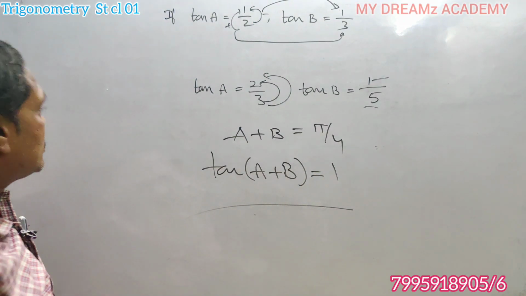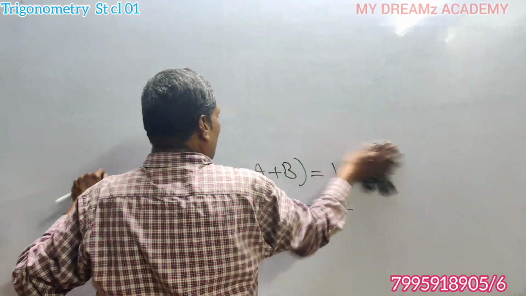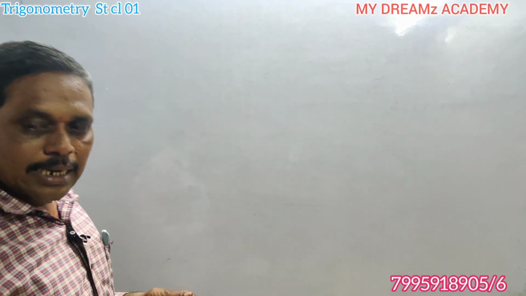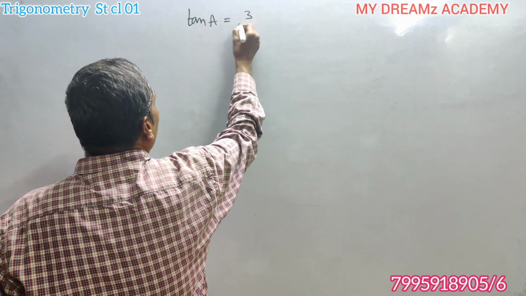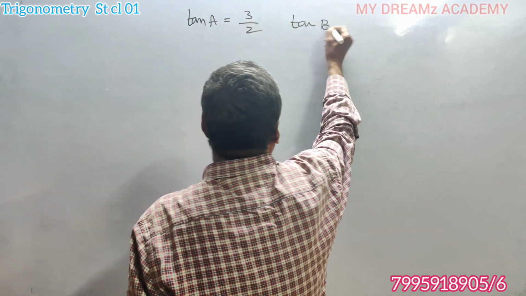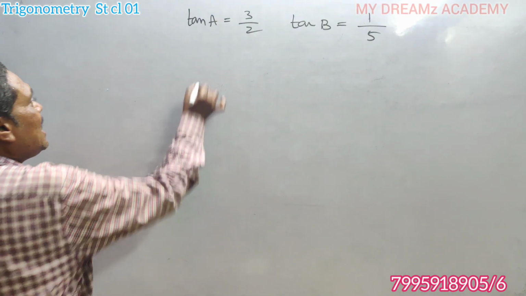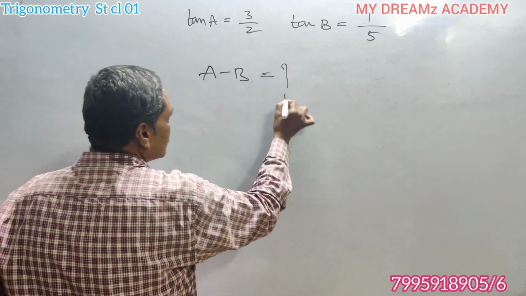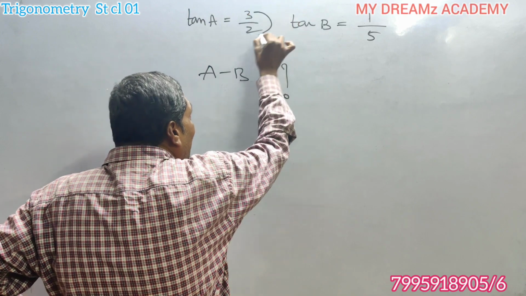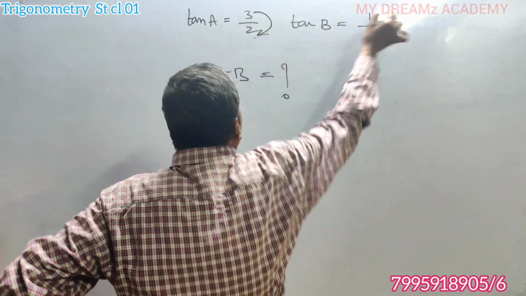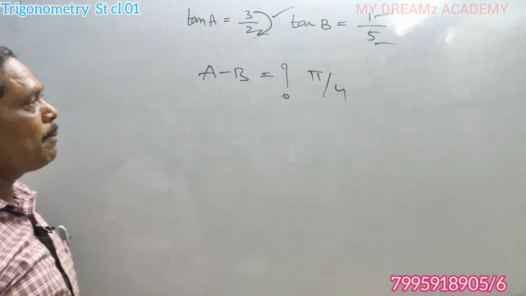Okay. Suppose tan A is equal to 3 by 2, tan B is equal to 1 by 5, then A minus B is asked. Now observe the numbers like this. Now reverse: 3 minus 2, 1. 3 plus 2, 5. Then this is also pi by 4, A minus B.